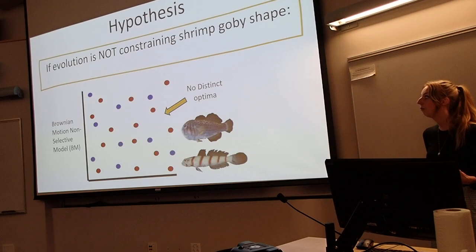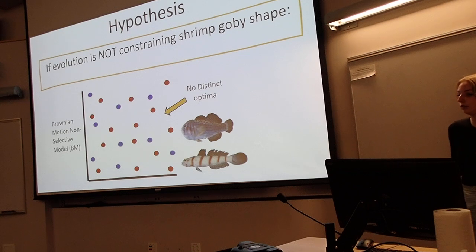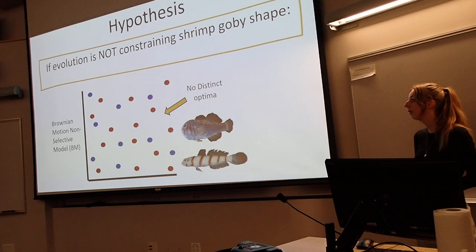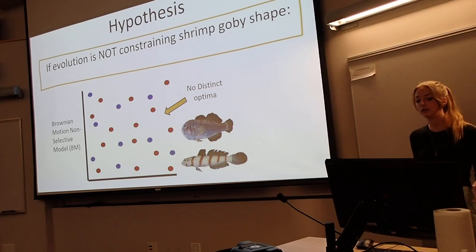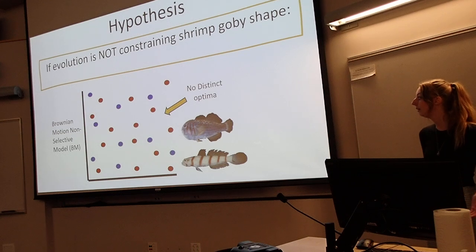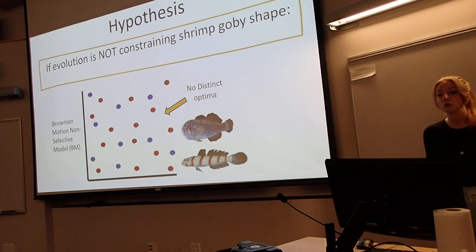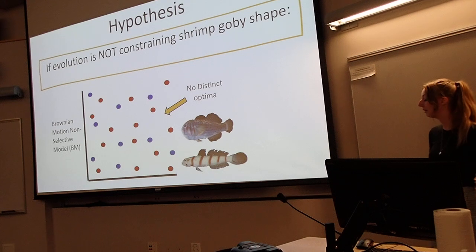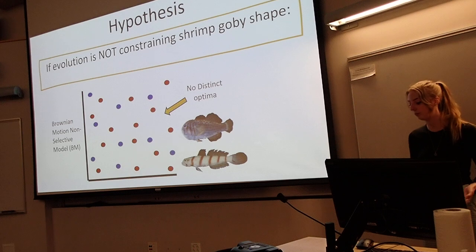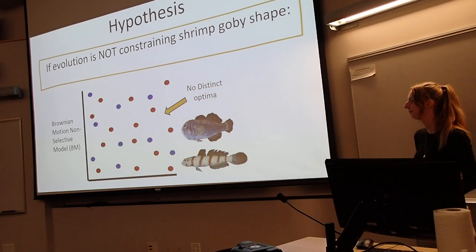So we also need to think, well, if evolution is not constraining the shrimp goby body shape, what might that look like? So we tested a Brownian motion model, which basically states that there is no selection going on here. So there's no distinct body optima. You could be a shrimp goby, you could be a non-shrimp goby, you could be symbiotic, you could be anything in between, and you can primarily do whatever you want with your body shape. You're not constrained by selection.